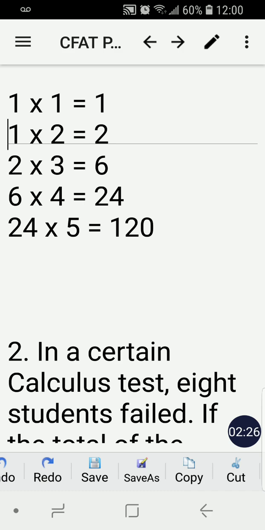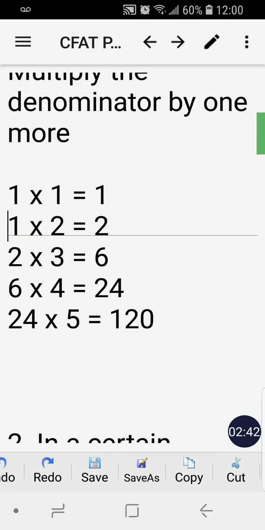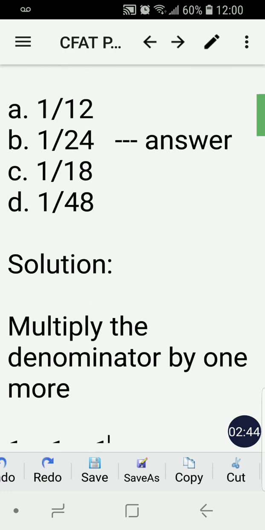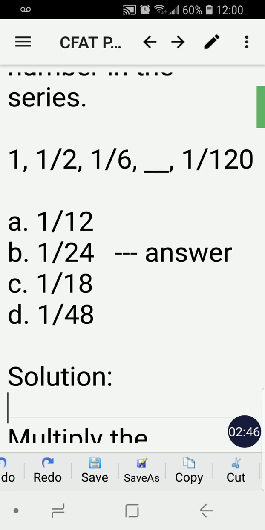Then 2 we multiply by 3. We get 6. And then 6 multiplied by 4. We get 24. Then 24 we multiply by 5. We get 120. So the answer is 24. And then we put 1 over 24. So that's why B is the answer.